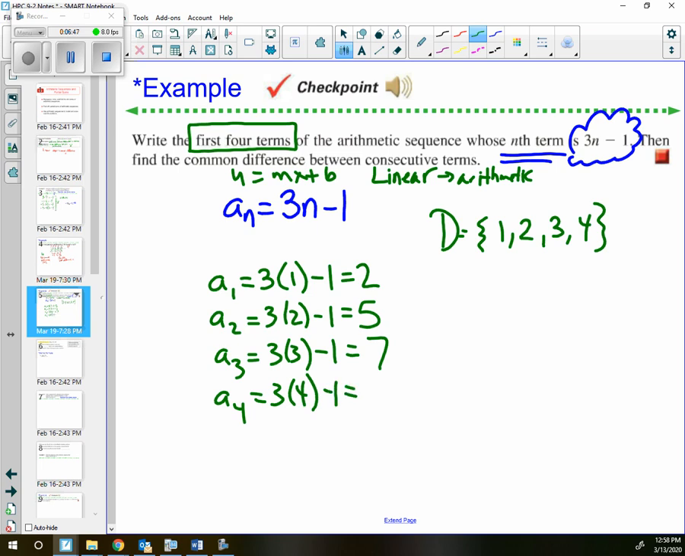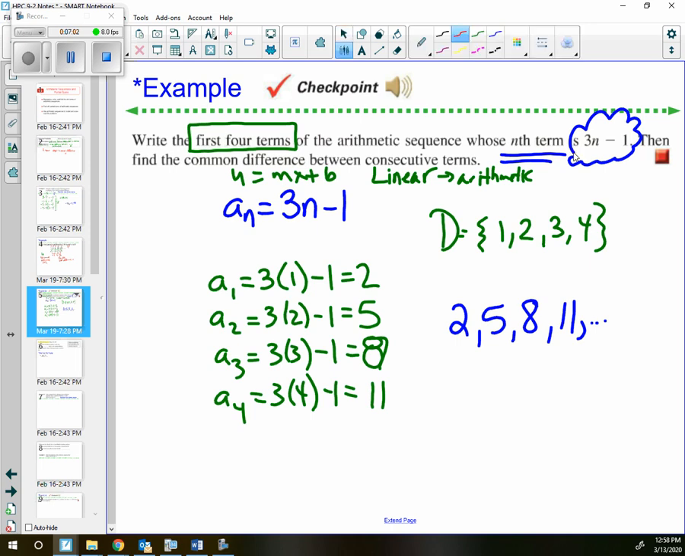let's see, well, that doesn't look right. 8, sorry, I can do arithmetic. So 8 and then 11, there we go. All right, so our terms in the sequence, they wanted the first 4, would be 2, 5, 8, and 11, etc., etc., right? They only wanted the first 4.